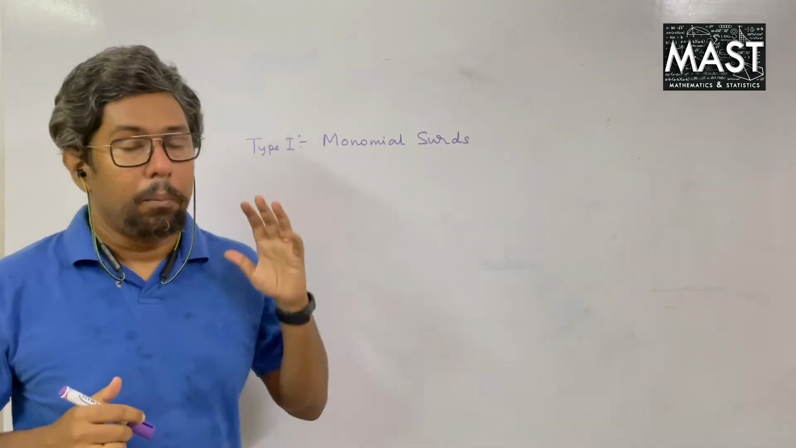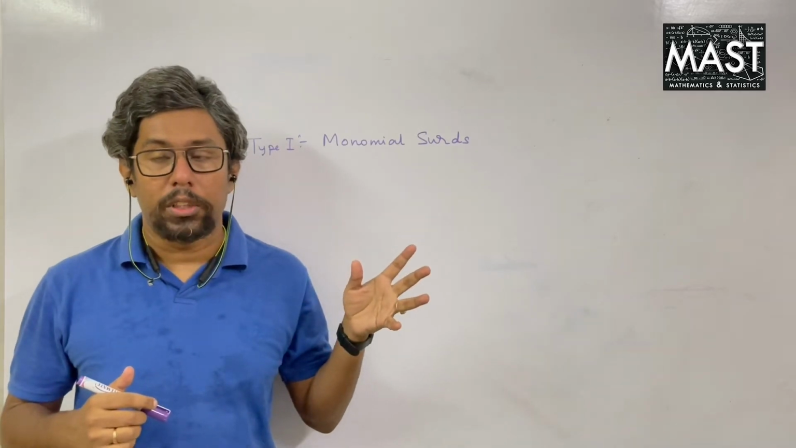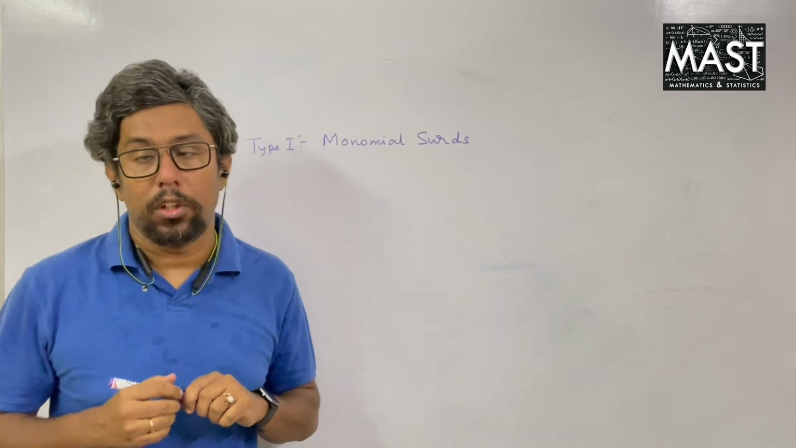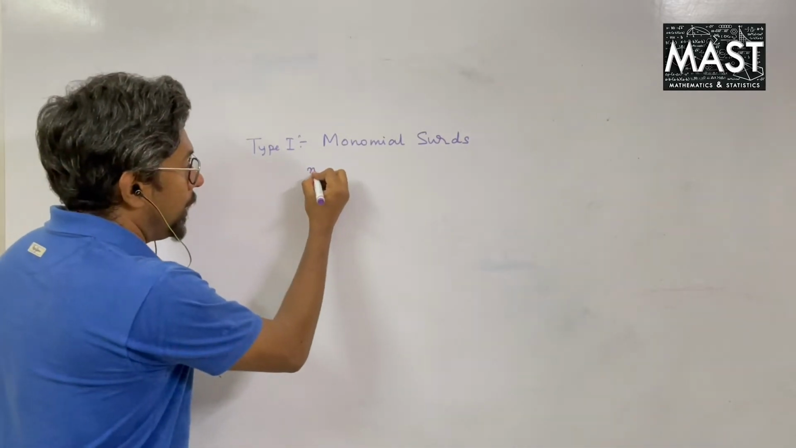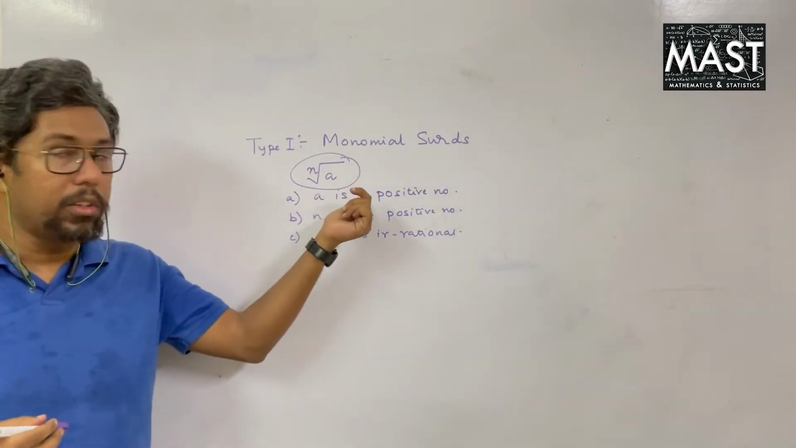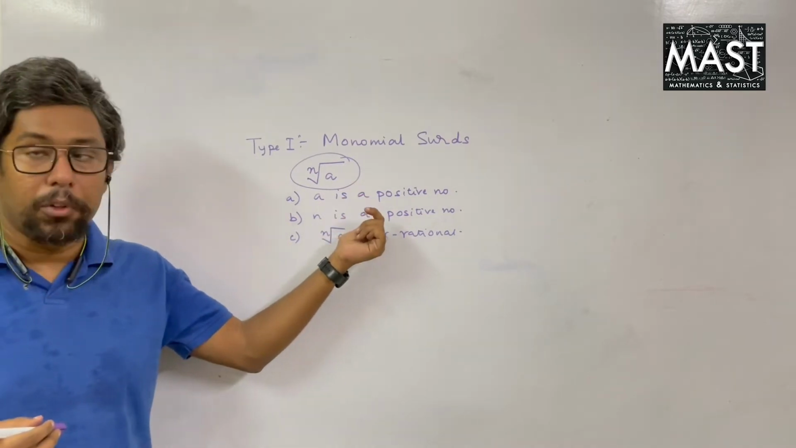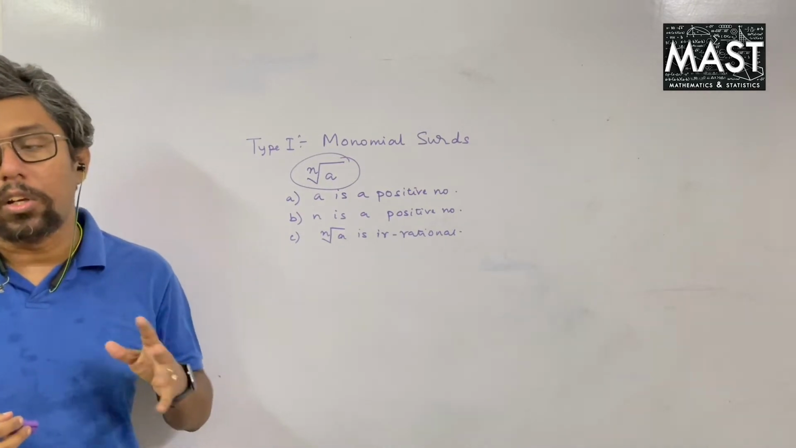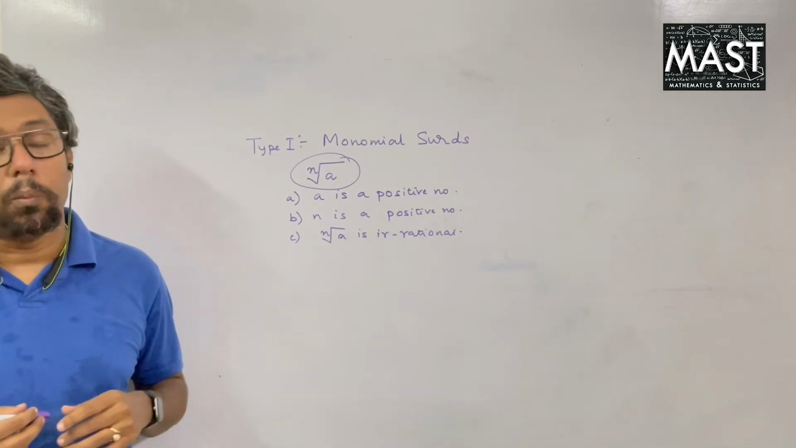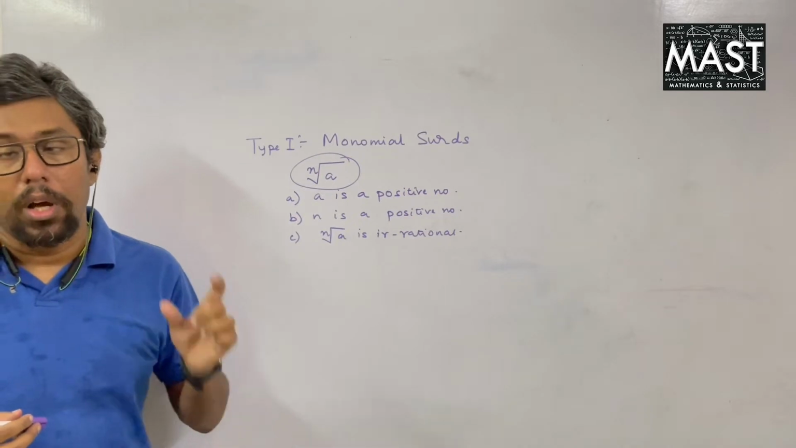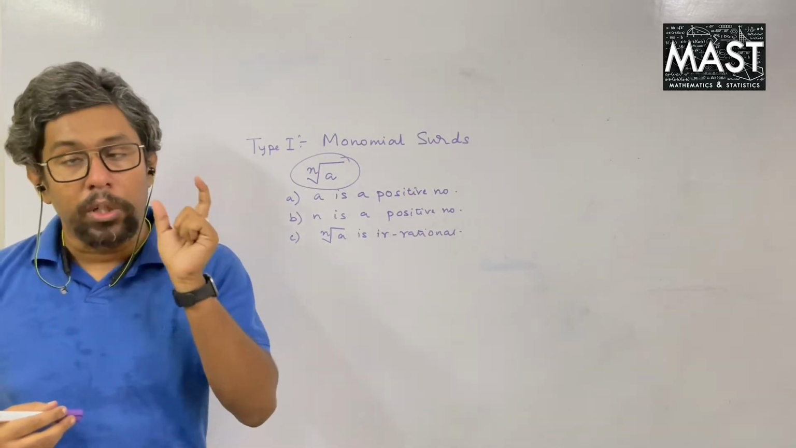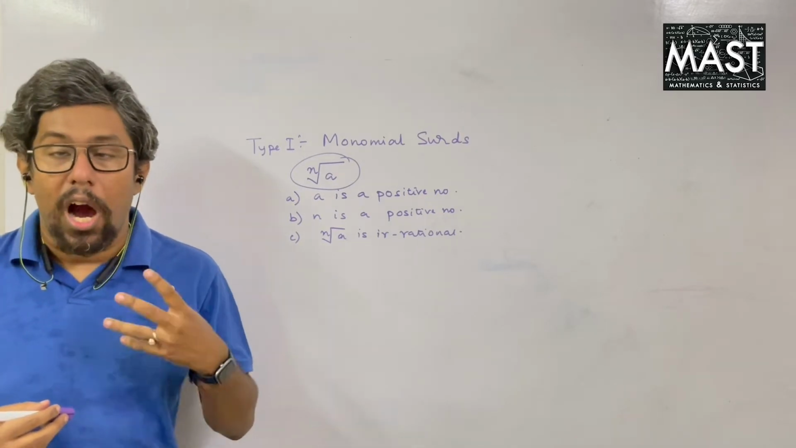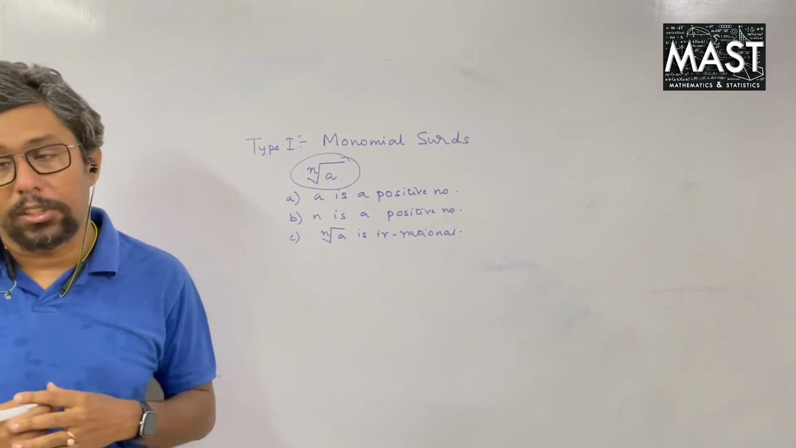Monomial surds. But before we move on to the concept of monomial surds, let us know what a surd is. When we write nth root of A, it is a surd if A is a positive number, n is a positive number, and nth root of A is an irrational number. Now, what do we mean by a monomial surd? A surd consisting of only one term is a monomial surd. Now, let us see how we rationalize monomial surds.